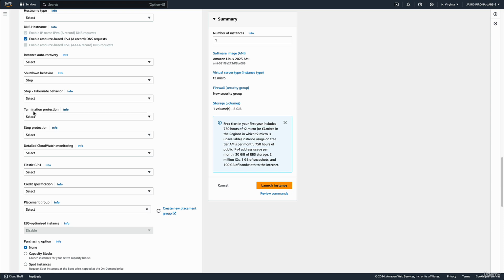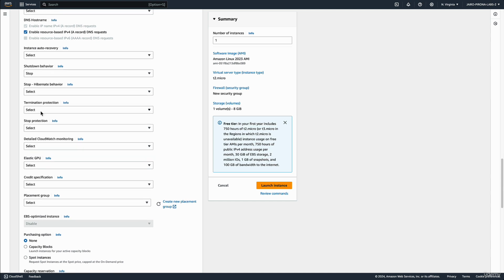The following two options are similar: termination protection and stop protection. When termination protection is enabled, the instance cannot be terminated unless the protection is disabled. As you can imagine, this option can be very useful for mission-critical instances. With stop protection enabled, the instance cannot be stopped unless protection is disabled.